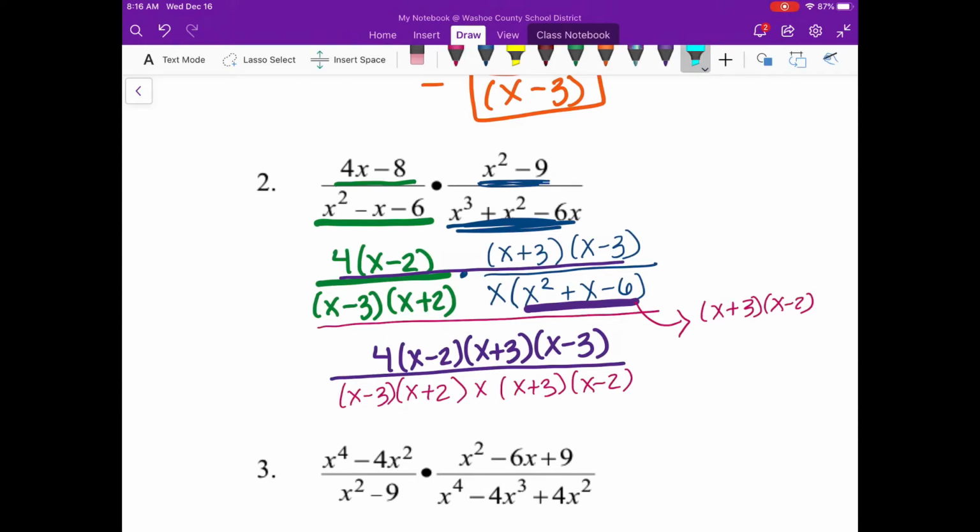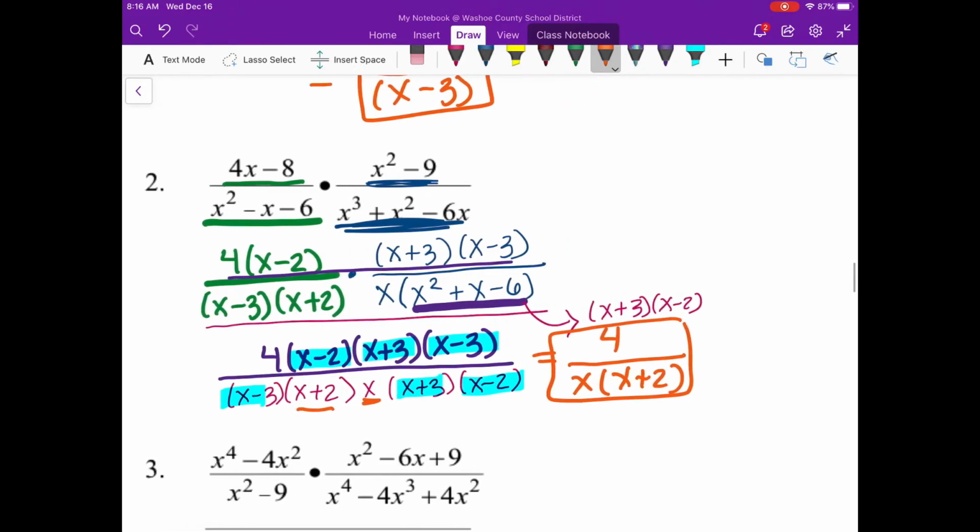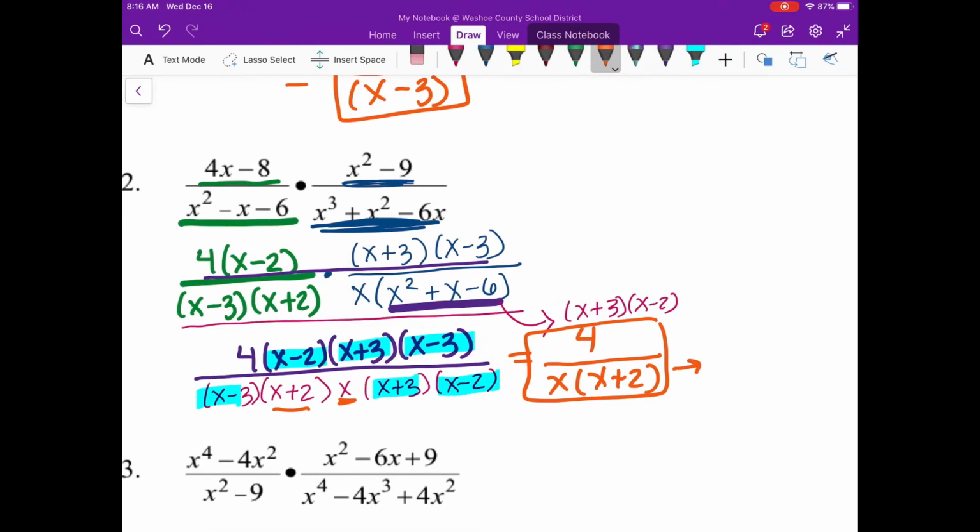Okay, so again, go through and see what you have in common in the numerator and the denominator. So x minus 2, x minus 2, x plus 3, x plus 3, x minus 3, x minus 3. And then see what is the only thing you have left over in the numerator. That's a 4. The only thing you have left in the denominator is this x and this x plus 2. So we are going to leave it here.